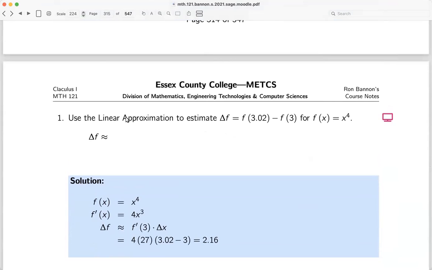Certainly, if you do need help with the calculator, or you can't use the calculator for whatever reason, including Sage, come by during office hours, and I'll be more than happy to help you learn how to use a calculator. All right, so let's start. Go to the whiteboard.